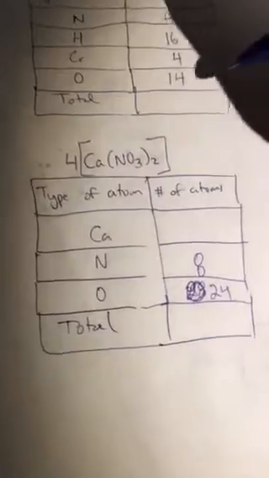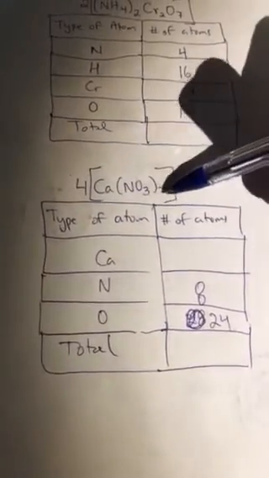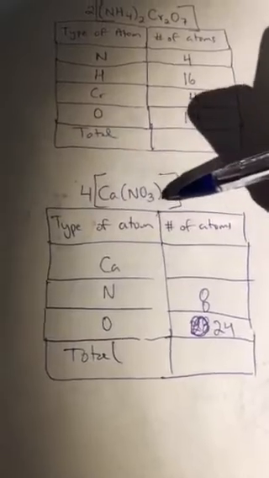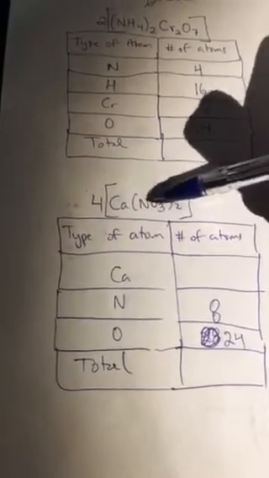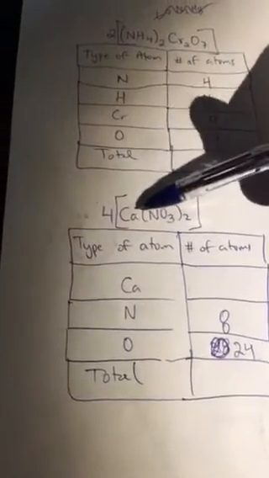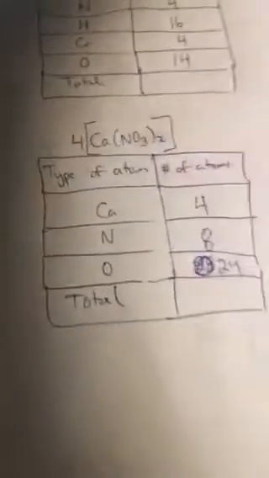Okay. Calcium. Now, calcium, you don't multiply this 2 with the calcium because calcium is not inside this bracket. It's outside the bracket. So calcium will only be multiplied by the 4. So you only go 1 calcium times 4. So you put 4. Okay?